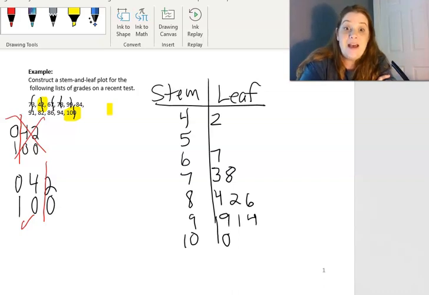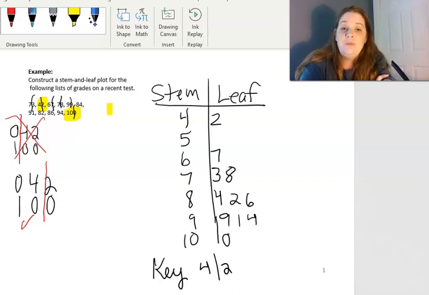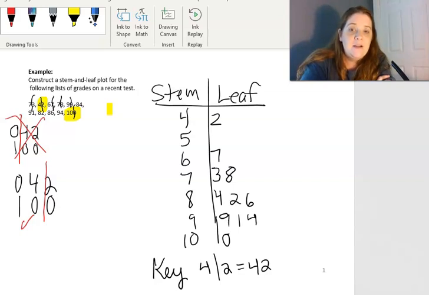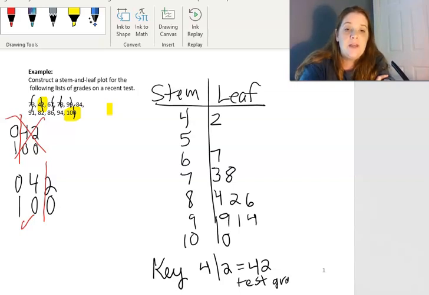What we do have to have, though, is a key. So I'm going to go ahead and write that. The key. And I'm just going to use this first number, but you can use any numbers you want as long as it works for your graph. I'm going to say 4/2 equals 42, and I'm just going to label this as test grade here. Okay, so there's really no unit. I don't know if that's points or percent or what. I'm just going to label that as test grade.